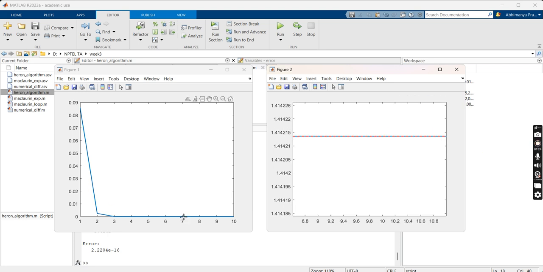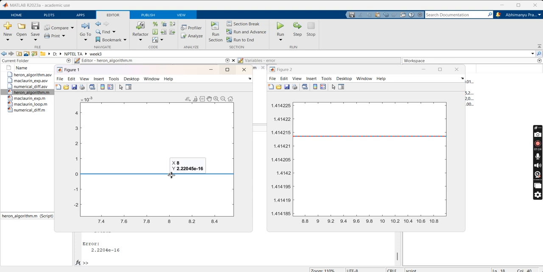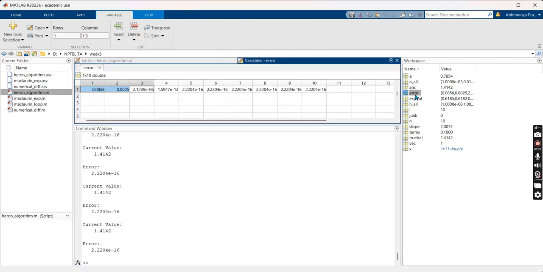After a certain value, this error is of the order of 10 to the power minus 16 only. Minus 16, so the error becomes constant after a certain value.